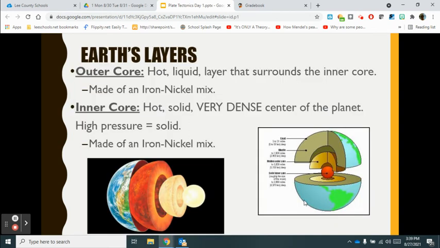The outer core is hot liquid layer that surrounds the inner core. It's made of an iron-nickel mix. The inner core is hot, very dense. It's the center of the planet. It's under very high pressure and it's solid. Again, that's made of iron and nickel mix. And you can see the picture here where it has the inner core, the outer core, the mantle, and the very top is the crust.